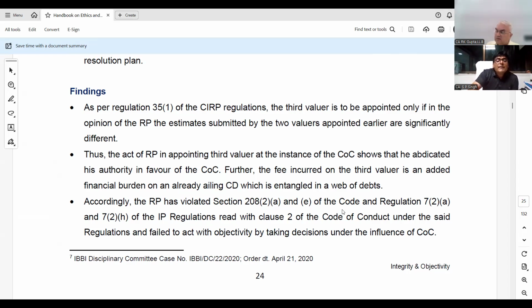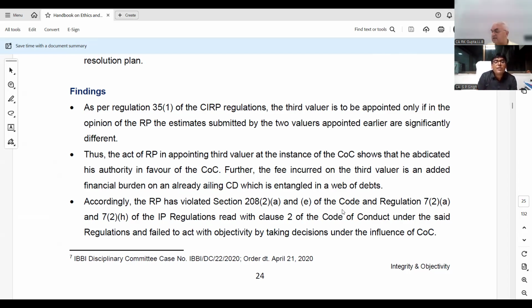Now I am reading from regulation number 35(1)(b). If the two estimates of a value in an asset class are significantly different, or on receipt of a proposal to appoint a third registered valuer from the committee of creditors. So the latest on this is that the committee may also propose. The resolution professional may appoint a third registered valuer for an asset class for submitting an estimate.